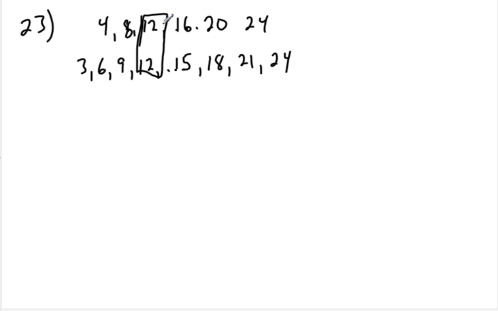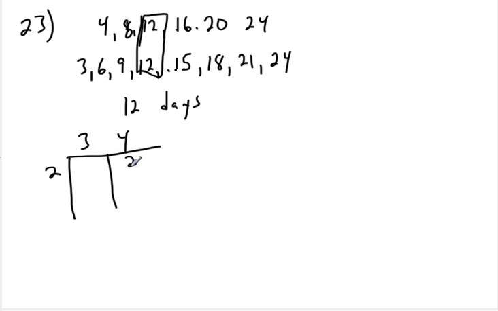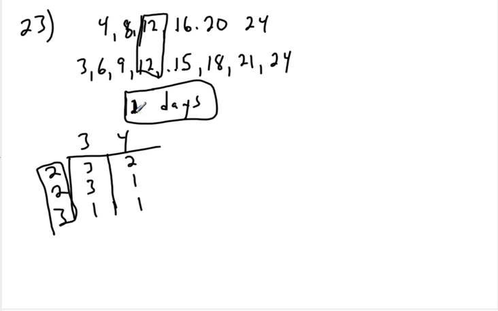So from 12 to 24, it's going to be 12 days apart, which happens to be the least common multiple of 3 and 4. If we make our little chart, 2, 2, and 3, right? 12 days. There we go.